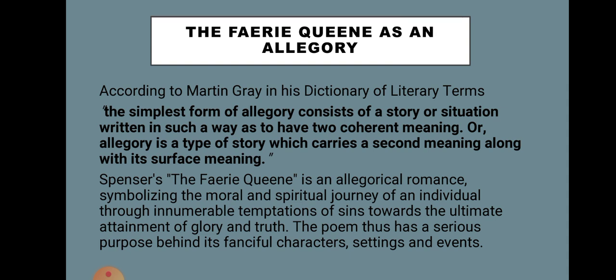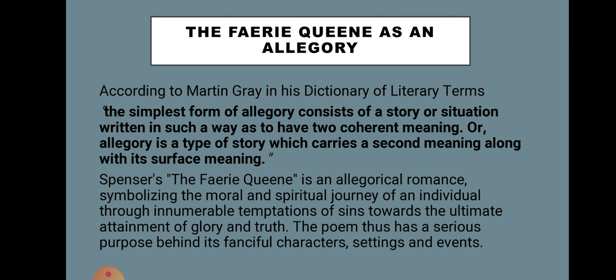That is called allegory. So Spenser's Fairy Queen is an allegorical romance symbolizing the moral and spiritual journey of an individual through innumerable temptations of sins towards the ultimate attainment of glory and truth. So we can see the knight is there, the queen is there. The knight is basically an embodiment, an allegorical figure who stands for truth, for good things, for bravery. The knight does not stand just for a knight only, but for certain other abstract qualities. That is allegory.